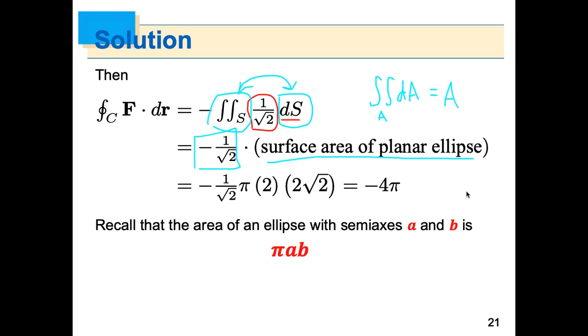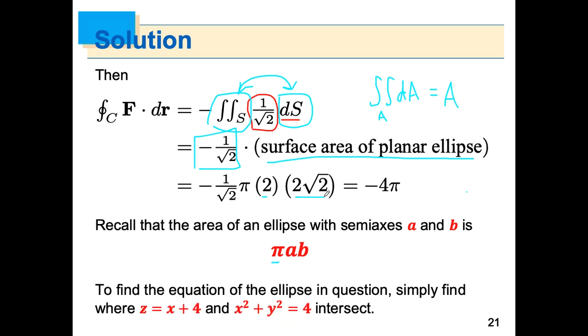And you might be wondering, wait, how did you even get those dimensions? Fine, I understand the pi, but how did you get the 2 and the 2 radical 2? Well, to find the equation of the ellipse in this particular question, simply find where z equals x plus 4 intersects with x squared plus y squared equals 4. That's a pretty basic algebraic problem to do. And then you can distinguish the dimensions of this particular ellipse.